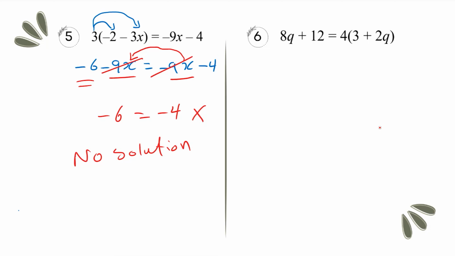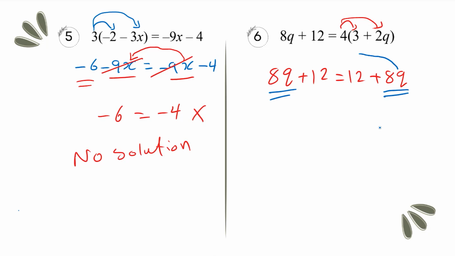Another question. 8q plus 12 equals 4 multiplied by 3 plus 2q. Multiply 4 inside, then 8q plus 12 equals 3 times 4, which is 12, plus 4 times 2q, which is 8q. In this case, we have the same variable on both sides. If you move this variable to be beside the other variable, it will be 0. Now we are left with 12 equals 12 on the other side. The final answer is 12 equals 12.